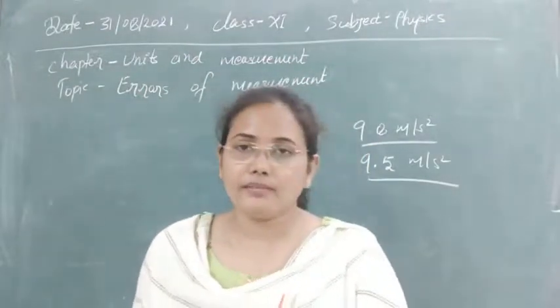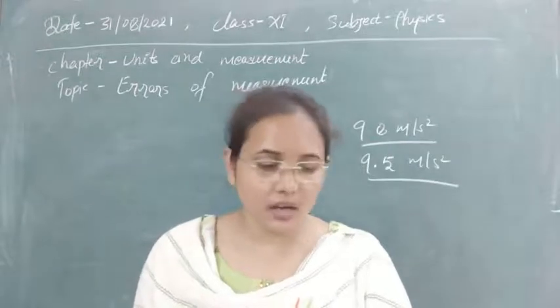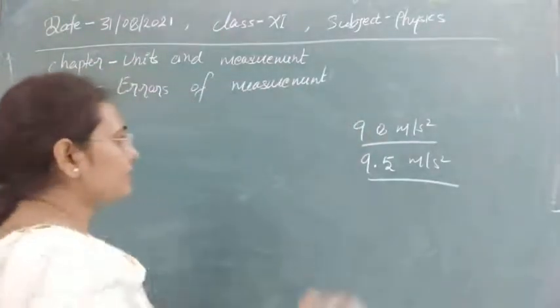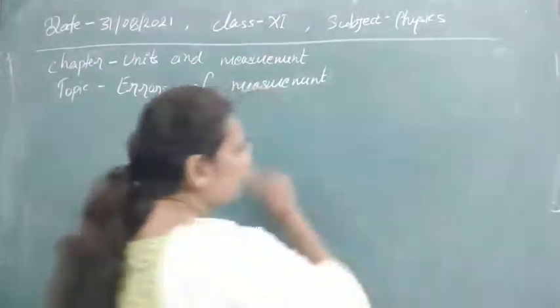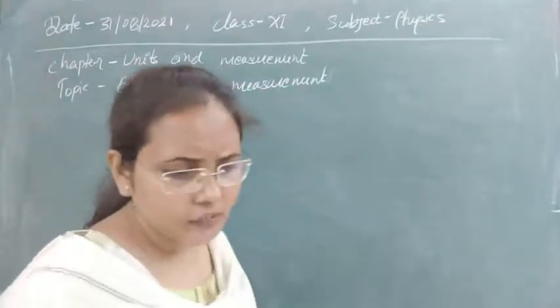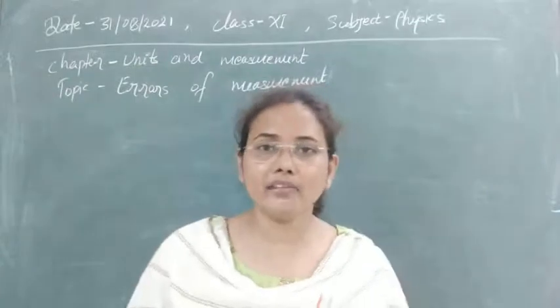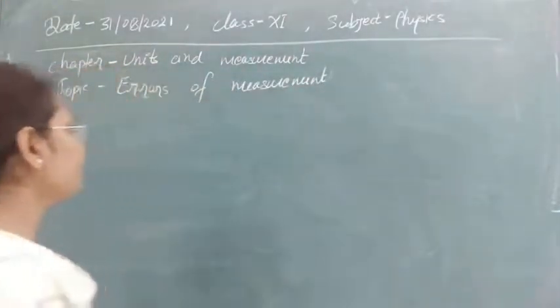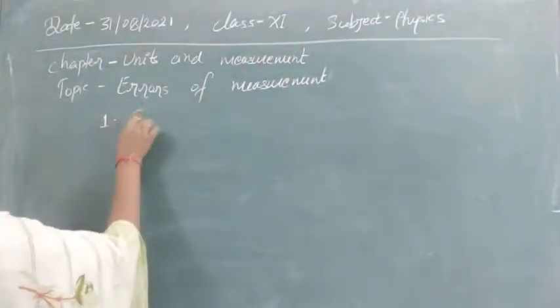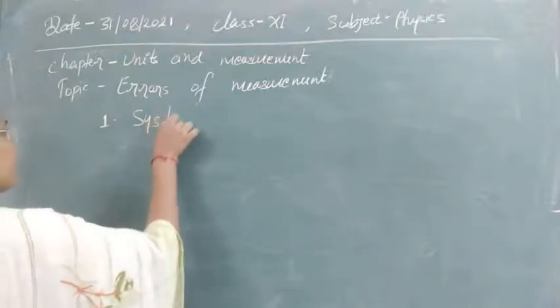Next, let's see the types of errors. There are basically three types of errors we observe. First is systematic error, second is random error, and third is gross error. Let's see them one by one. The first error we have is systematic error.